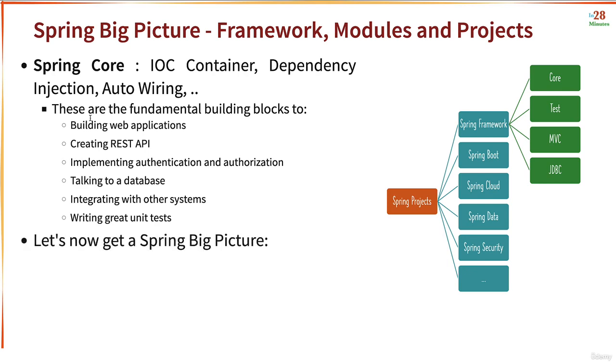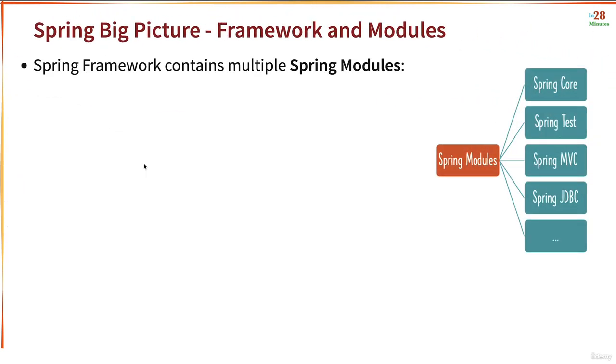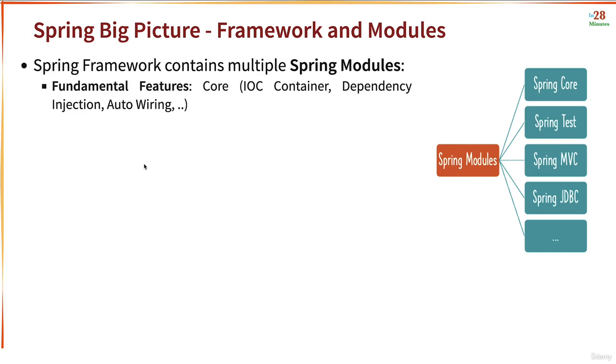Let's now get a big picture of Spring. Let's try and understand a little bit more about Spring Framework, Spring Modules, and Spring Projects. Spring Framework contains a number of Spring modules. The fundamental features of the Spring Framework are part of a module called the core. IOC container, dependency injection, autowiring. These are some of the features that are provided by the core module.